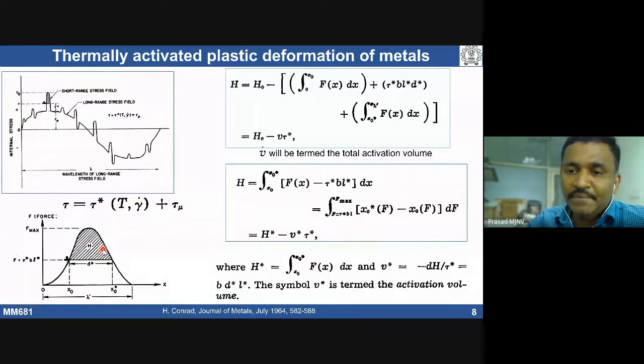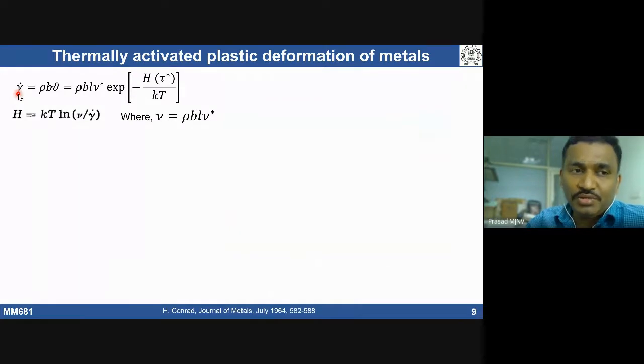Now, according to the Orowan equation, which also comes from Becker, the shear strain rate is equal to rho b v. Rho is the dislocation density, b is the Burgers vector, and v is the dislocation velocity. This dislocation velocity is typically represented by L, the dislocation length, nu star, the frequency factor, and exponential minus H by kT.